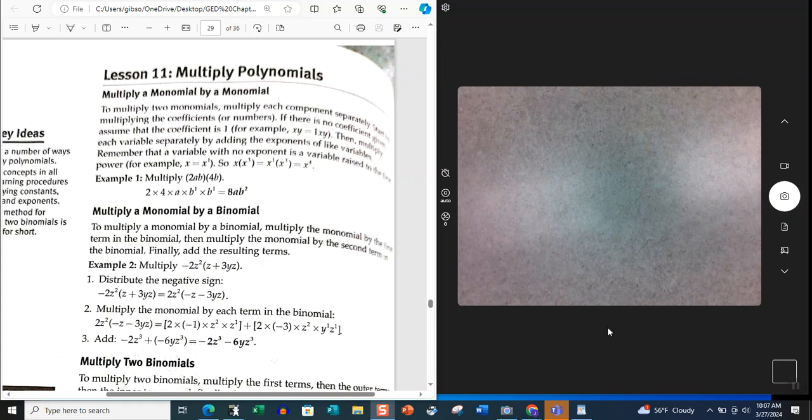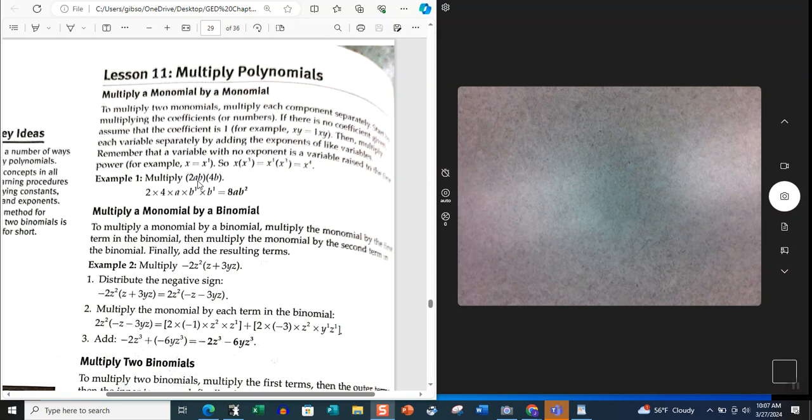Okay, class, we're about to start lesson 11, multiplying polynomials. Now it says multiply a monomial by a monomial. So that's basically saying one term multiplied by one term. And it basically goes like this. You will multiply the two numbers together. So 2 and 4 is 8.